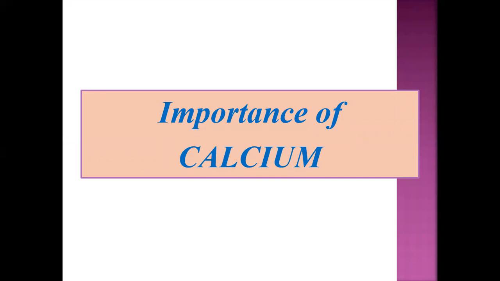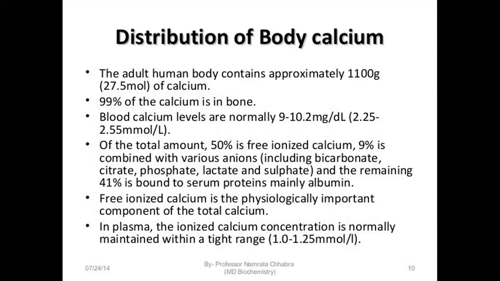Now, the functioning of calcium. Distribution of body calcium: the adult human body contains approximately 1100 grams, 27.5 moles of calcium. 99% is in the bones, so calcium is in bone. Body calcium levels are normally 9 to 10.2 milligrams per deciliter, 2.25 to 2.55 millimoles per liter.